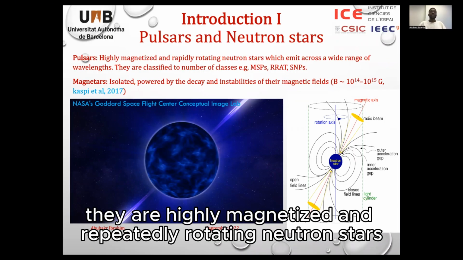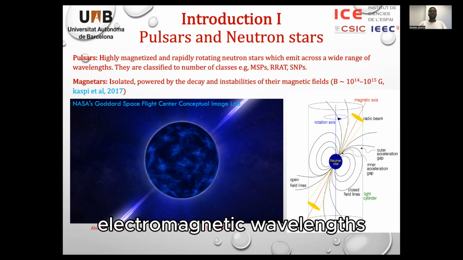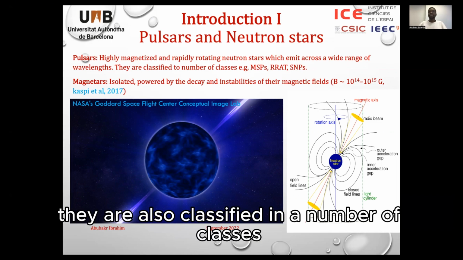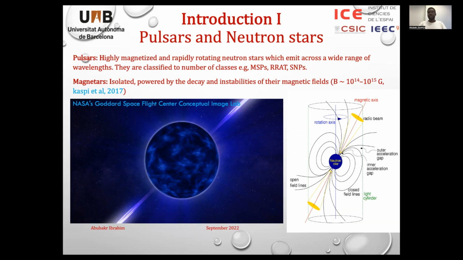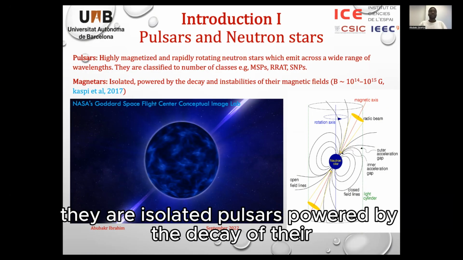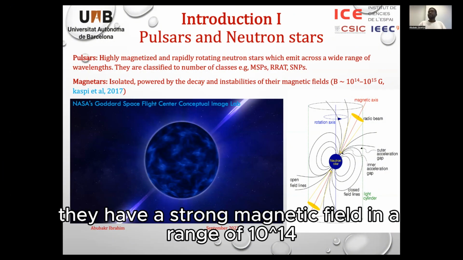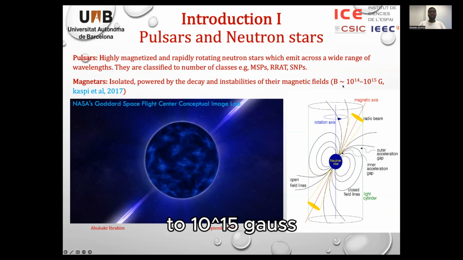What are pulsars? They are highly magnetized and rapidly rotating neutron stars, which emit across a wide range of electromagnetic wavelengths. They are also classified into a number of classes, such as millisecond pulsars, rotating radio transients, and supernova associated pulsars. One of those classes is called magnetars, which we are focusing on. They are isolated pulsars powered by the decay of the instability of their magnetic field. They have a strong magnetic field in the range of 10^14 to 10^15 gauss.